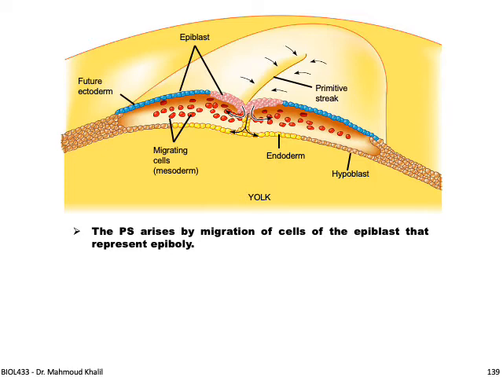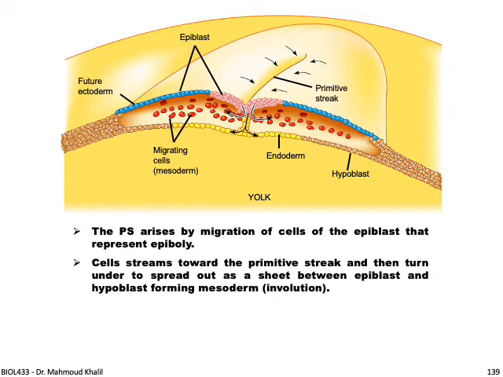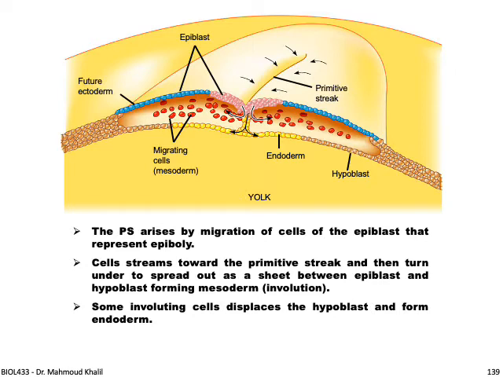So the primitive streak arises by migrating cells of the epiplast, which represents epiboly. Cells stream toward the primitive streak and then turn under to spread out as a sheet between the epiplast and hypoplast, forming the mesoderm. Some involuting cells displace the hypoplast and form endoderm. And you can see from the figure some of the yellow cells just displaced the hypoplast and are located between the hypoplast and the epiplast, and will in future form the endoderm.